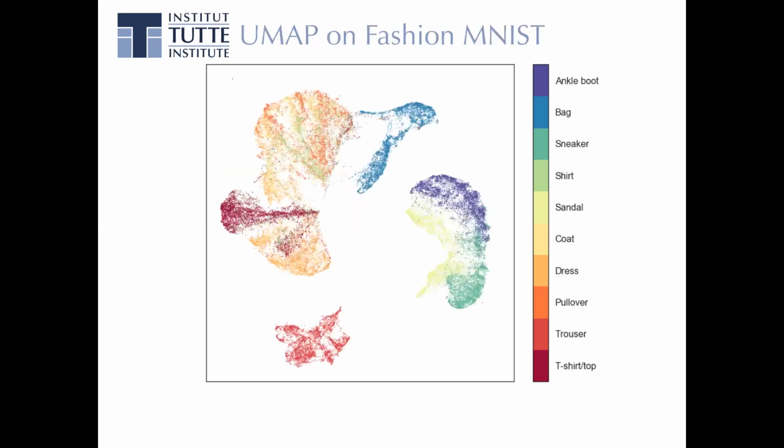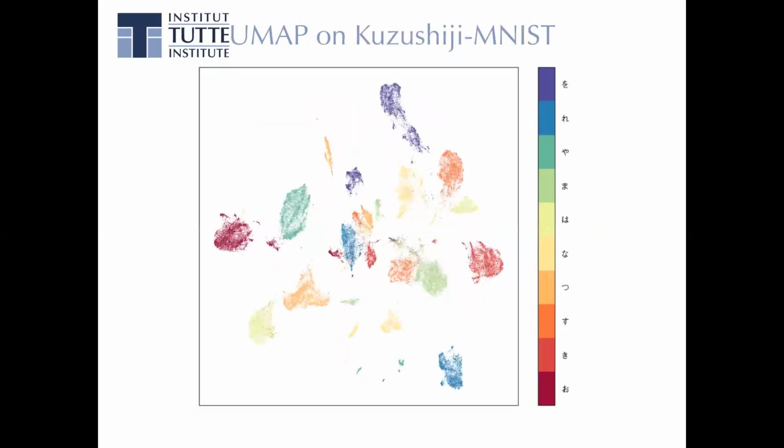Here's fashion MNIST, which is sort of a drop-in replacement for MNIST. This time, instead of handwritten digits, it's black and white photographs of fashion items like shirts and shoes and so on. And you can see, again, it's mostly classified the different classes very cleanly, but it's also said that footwear is quite distinct from all the different dresses, shirts, and so on.